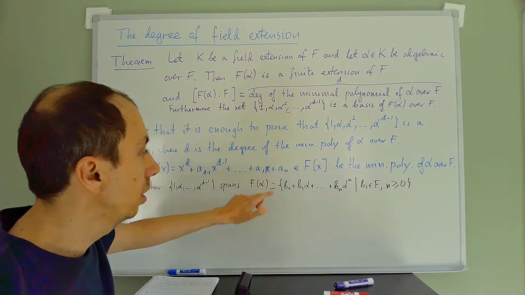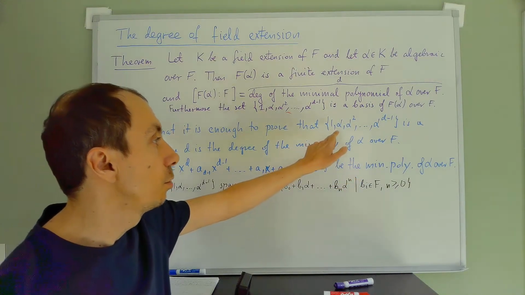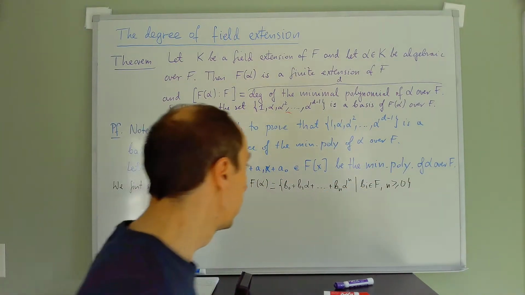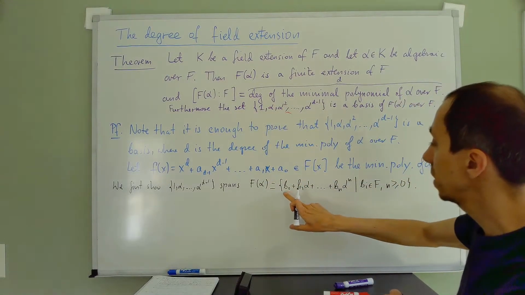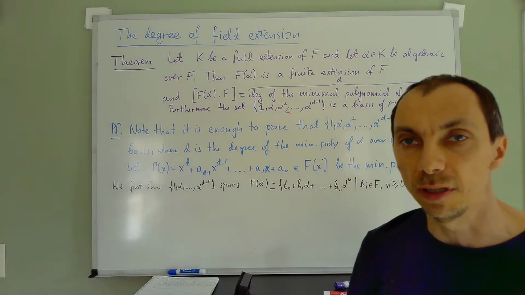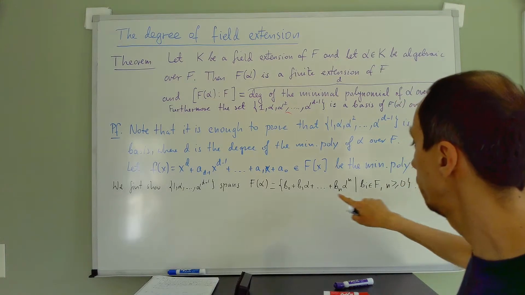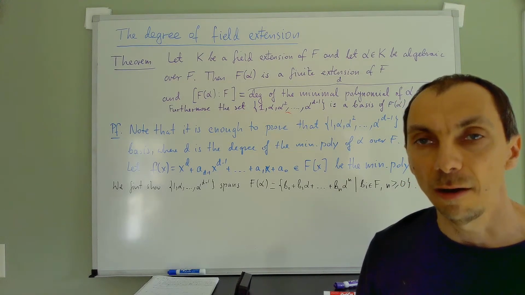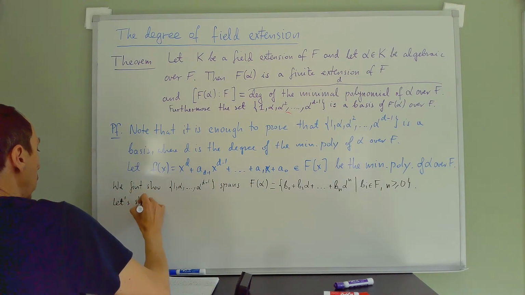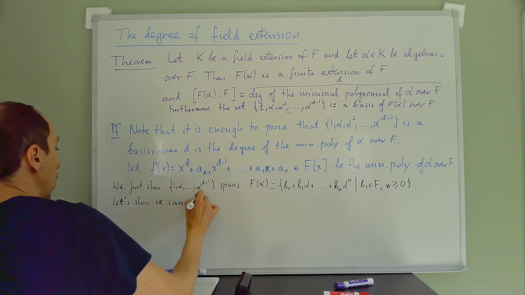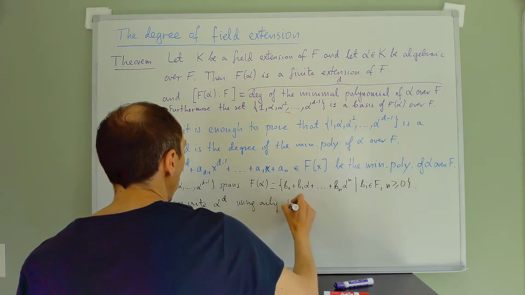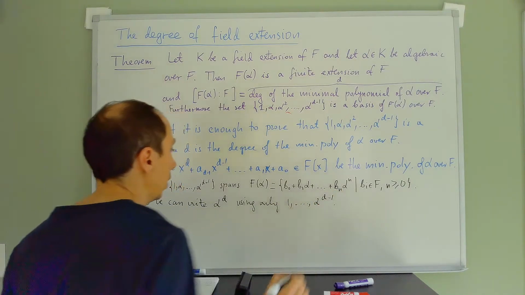If every such expression, no matter how big n is, can be written just using these powers, then that means that these powers span. Okay, so of course, everything up to the power d minus 1 here can be written using powers up to d minus 1. That's just a tautology. So the first power for which this isn't clear is the power alpha to the d. So let's show we can write alpha to the d using only 1 through alpha to the d minus 1.